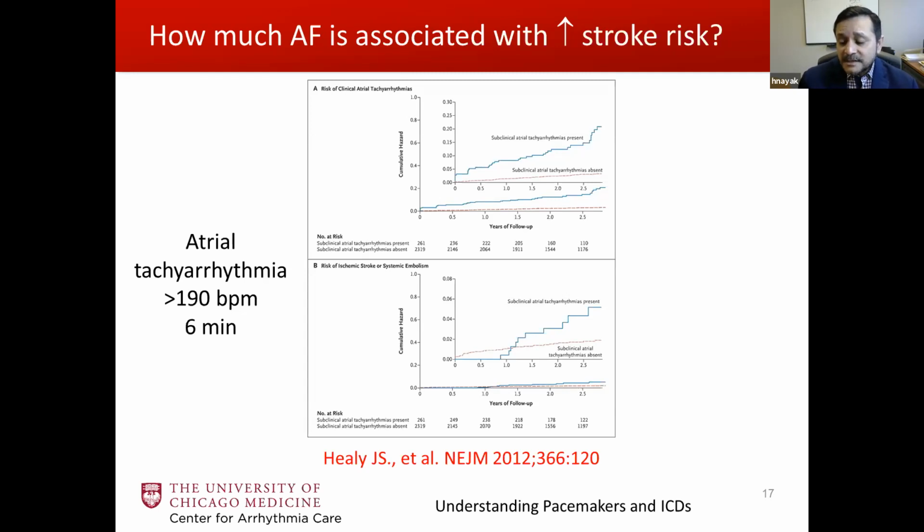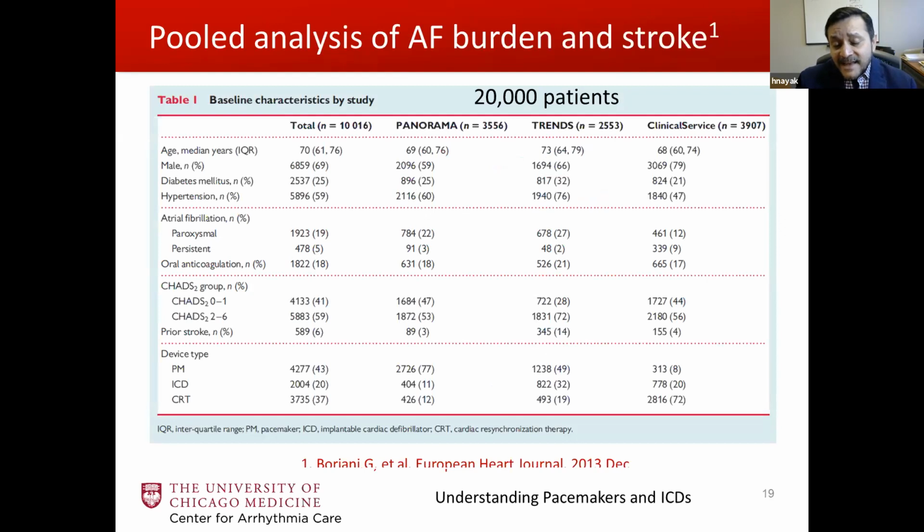Since that time, there have been multiple longitudinal studies, retrospective reviews, and meta-analyses looking at whether device-detected atrial tachycardia is important and in fact confers a higher stroke risk. I thought this paper was nice in that it looked at 20,000 patients enrolled in 3 device studies: the PANORAMA study, the TREND study, and the Clinical Service study. None of these patients had a previous atrial arrhythmia history, but they were followed over time and retrospectively reviewed to see whether they developed atrial fibrillation.